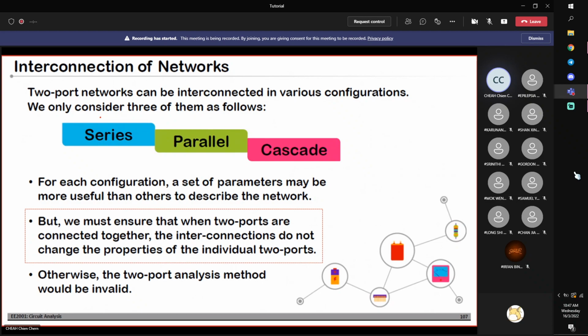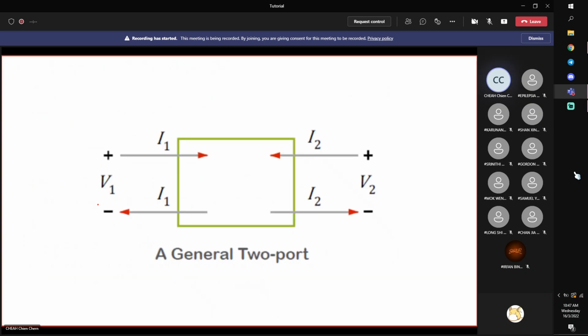Okay, the next questions basically involve modeling complex two-port networks by breaking them down into simple sub-networks. And depending on whether the sub-networks are connected in series, parallel, or cascade, you need to use different models. Firstly, take note that there are some assumptions for these two combinations, series and parallel. This involves a special class of two-port networks.